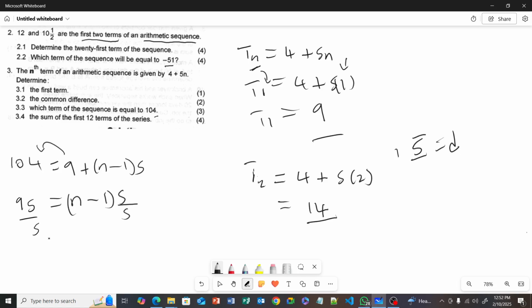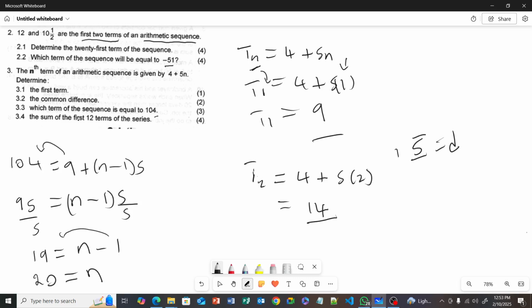So I'll just divide by 5. So I think here I'm going to get 19 equals n minus 1. Okay, then we take it to that side. So 20 will equal n. Yes, 20 will be equal to n.